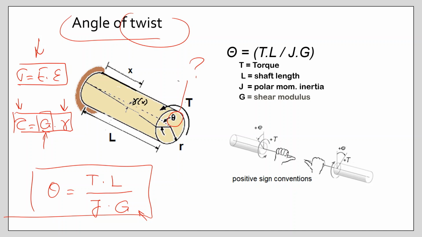You always put your thumb in the direction of the normal of the section, and this will be your positive. Here the direction of the normal looks like this. The positive direction can be found with the other fingers.